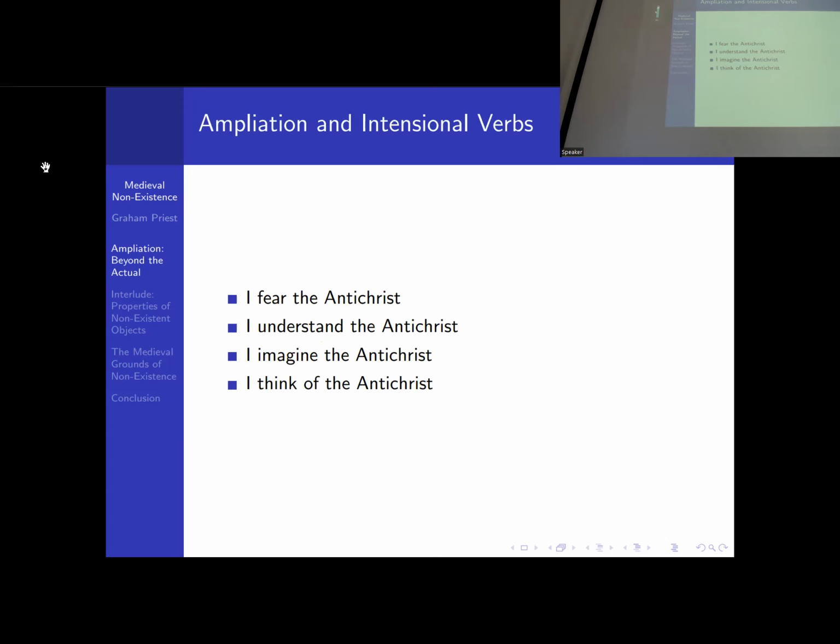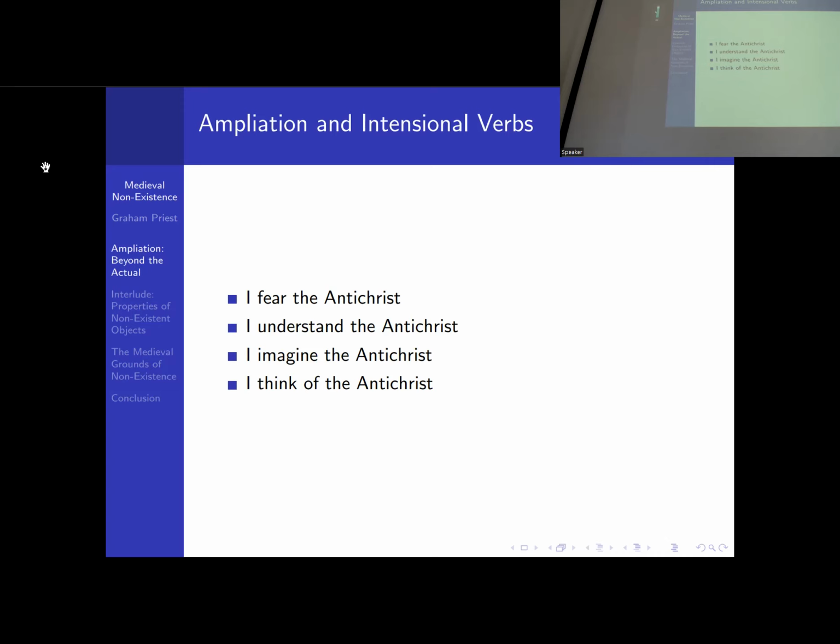And the object is the Antichrist, which of course in the 14th century does not exist. The guy's thinking it will exist. Okay, but the point is that you've got an intensional verb here. These things are true. Okay, so I thought, George Reuben feared the Antichrist. That's true.